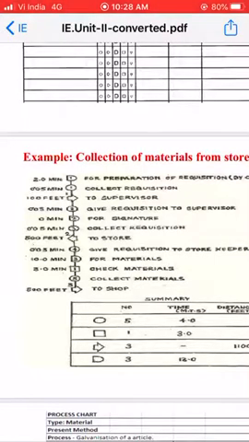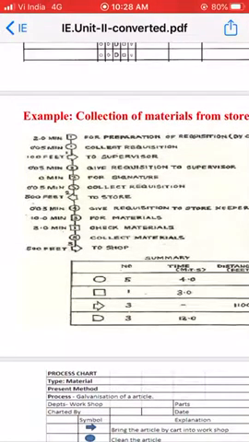Then next operation is for signature. We have already given this sheet to the supervisor, so there is no time required for this signature. Then collect the requirement, that is after the signature we need to collect this requisition, that is requirement. Here we need 0.05 minutes. Then next one is what?